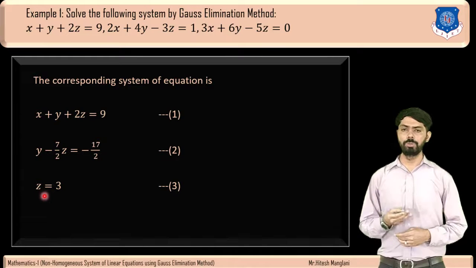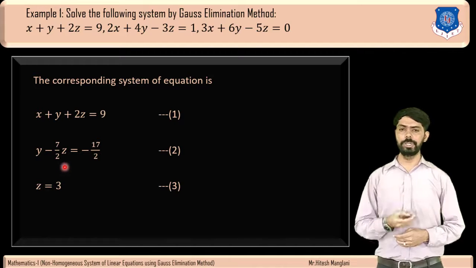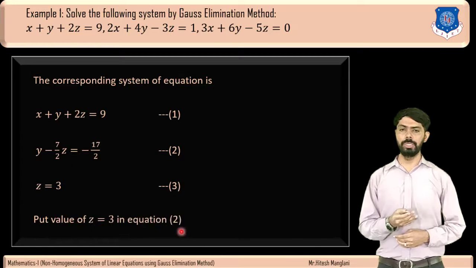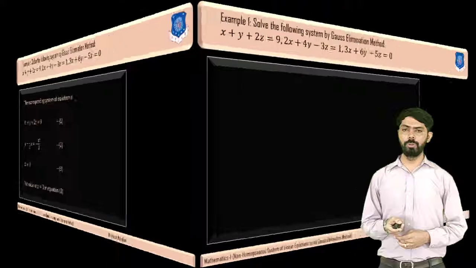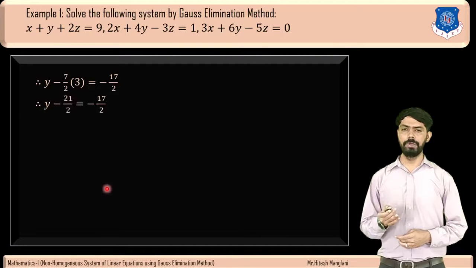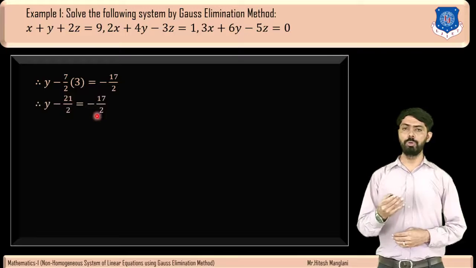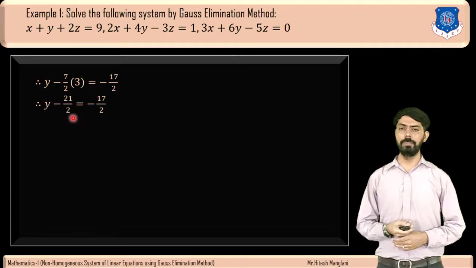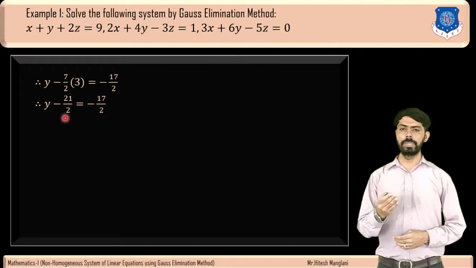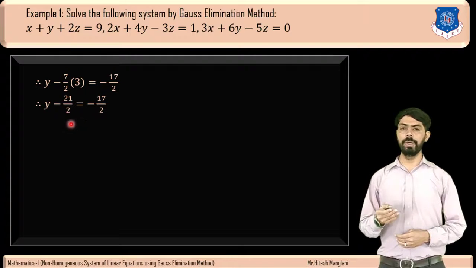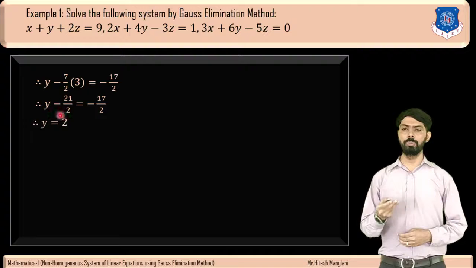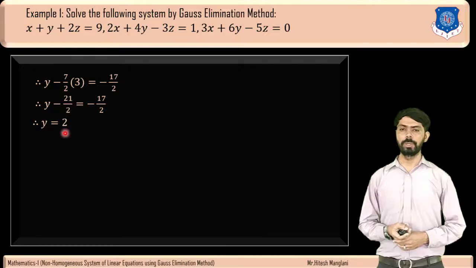So the value of z is 3. So we will put the value of z in equation 2. If we put z is equal to 3 in equation 2, then it will be y minus 7 divided by 2 into 3 is equal to minus 17 divided by 2. If we simplify this, then it will be y minus 21 divided by 2 is equal to minus 17 by 2. So here y will be minus 17 by 2 plus 21 divided by 2, so 21 minus 17 whole divided by 2. So it will be 4 divided by 2, so it will be 2. So the value of y is 2.